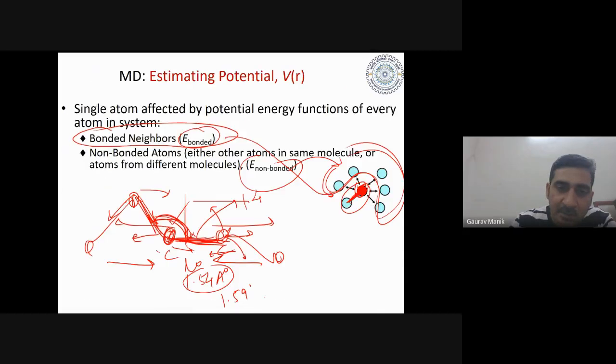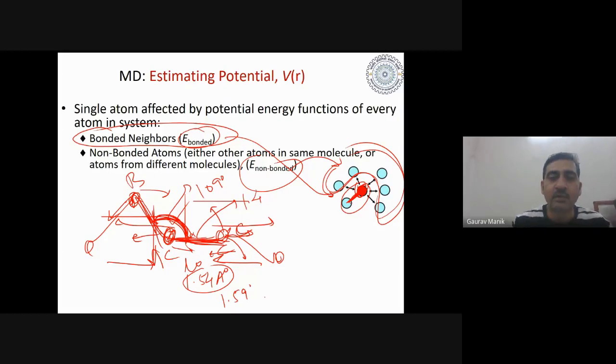Likewise, the bending of this angle might also be at, let's say, 109 degrees. So that might be a more saturated, more equilibrated bond angle, and any movement of these two atoms, let's say this is atom A, this is atom B, and this is atom C.